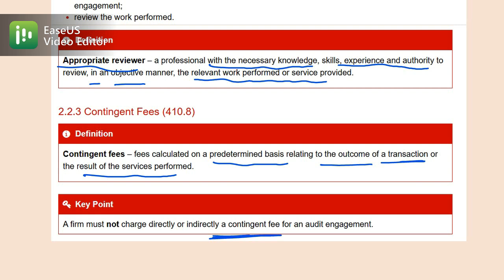Clear? So what you have to understand here is that audit fees are normal, but they can create self-interest and intimidation threats. The safeguard is to have an independent reviewer to assess the fee and review the work. And most importantly, contingent fees, the fees that are based on the outcome, are never allowed in audit engagements because they destroy independence. Clear?